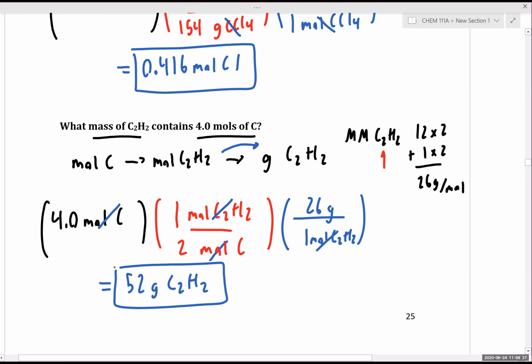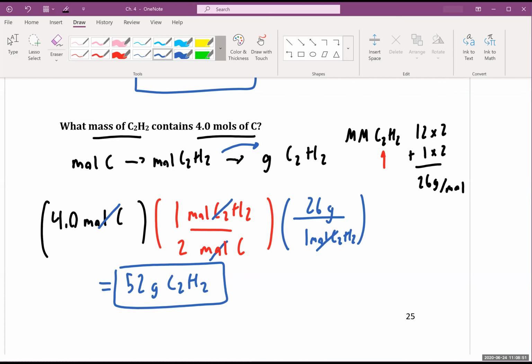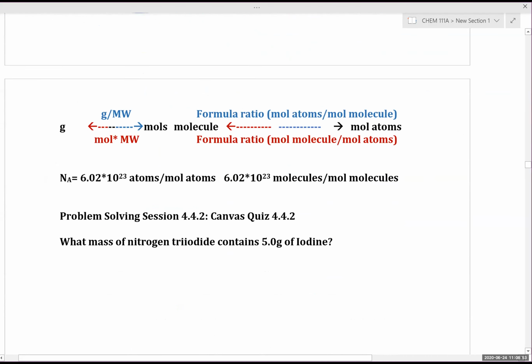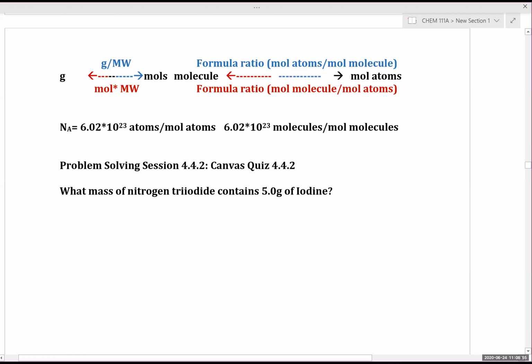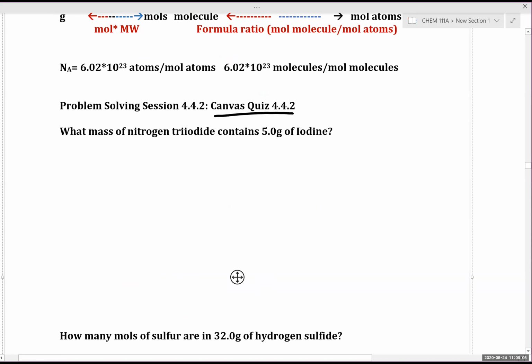Do these examples make sense to everyone so far? Any questions so far on these examples? If not, let's try to apply our knowledge to a few examples. So this is found, and you can submit your responses via the chat or Canvas quiz 4.4.2. And let's try to answer the following 2 questions.